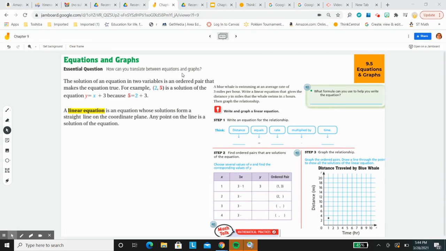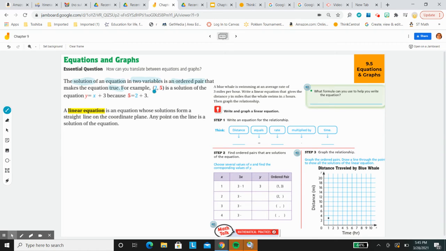It's how can you translate between equations and graphs, okay? Some important words today. This word solution right here. Solution, remember from our other units, is an answer to a problem. Okay, it's the answer. And in a linear equation, which we're going to talk about today in particular, or when we have x and y coordinates, you're going to have multiple solutions, more than one solution. Everything that we have done in this unit has been more than one solution. So the solutions of an equation in two variables is an ordered pair that makes an equation true.